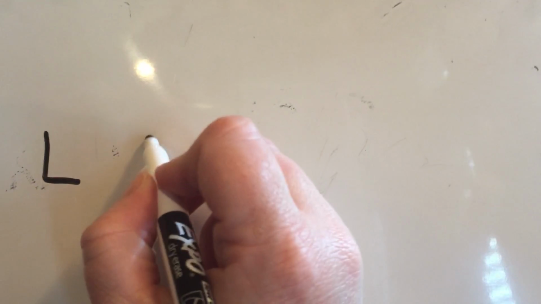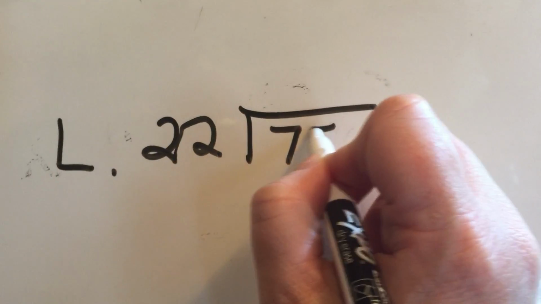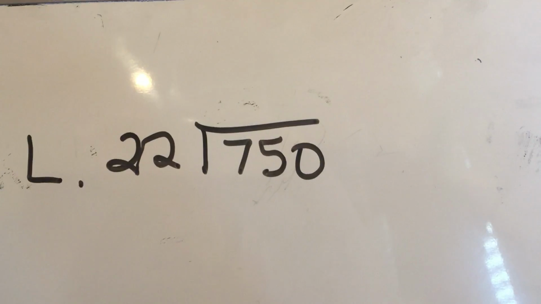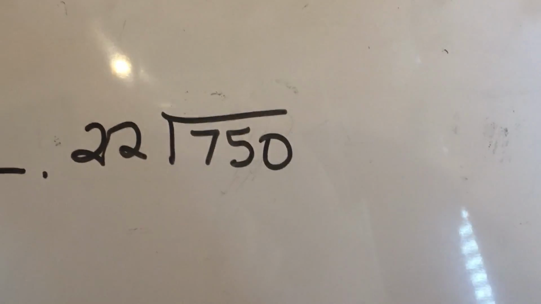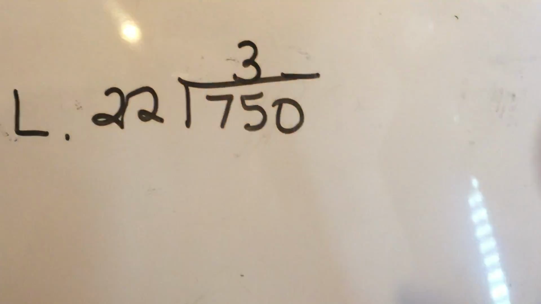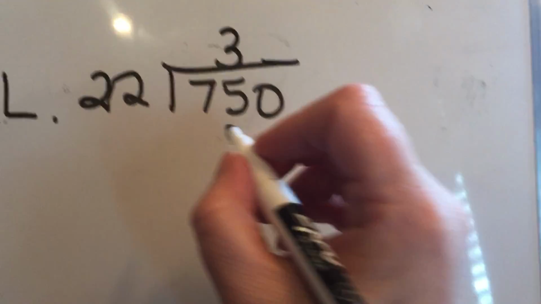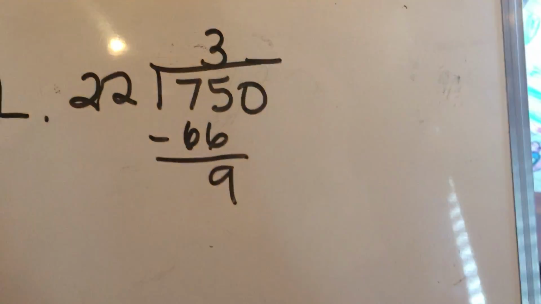Okay, L, 750 divided by 22. Okay, 2 will go into 7 3 times, so 22 should go into 75 3 times. Let's try that out. Put the 3 right there over the 75. 3 times 22 is 66. If you subtract that, you'll get 9.